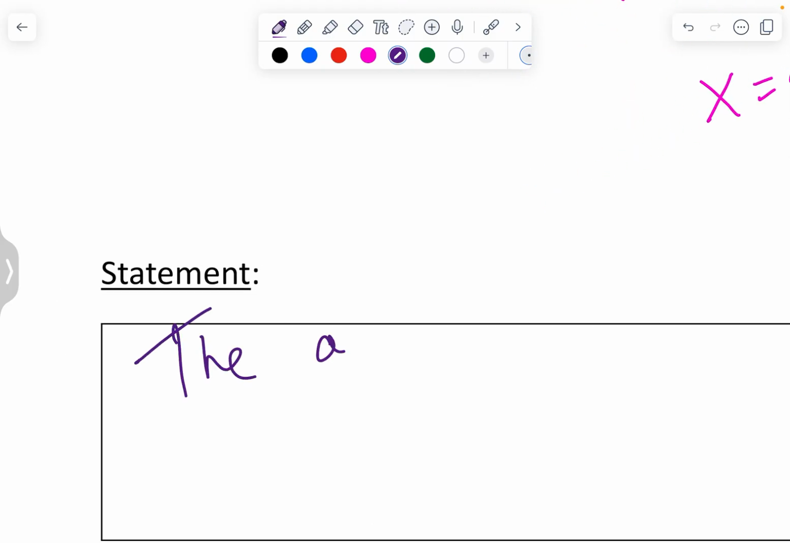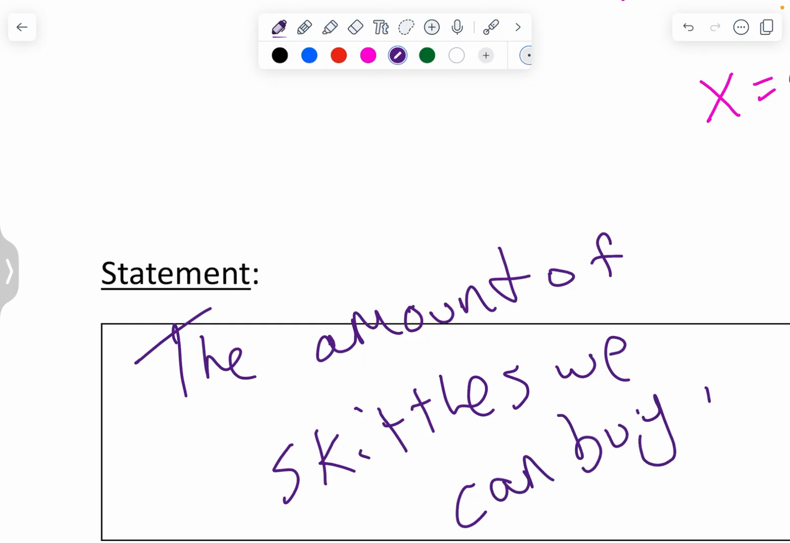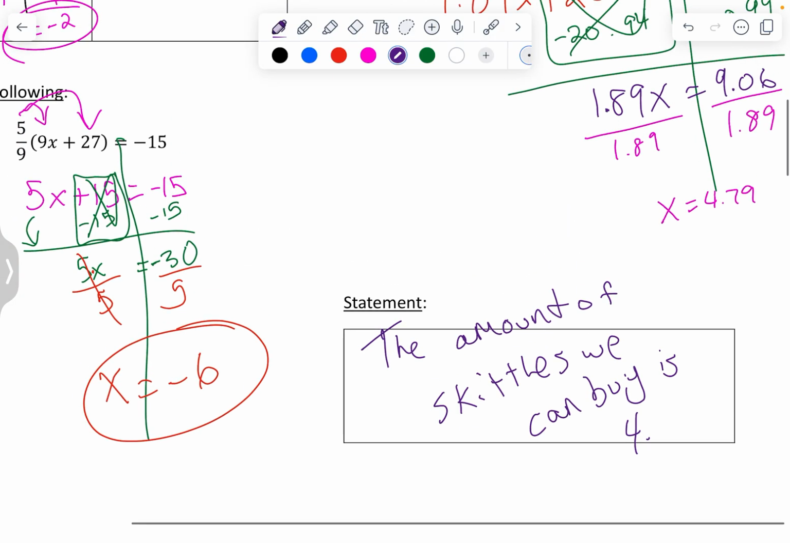So the amount of Skittles we can buy is 4. And again, the reason why is because if we do too much, we won't have enough money. But if we do that amount, so not 5, but we can do 4. 4 is cool. And we're good to go.